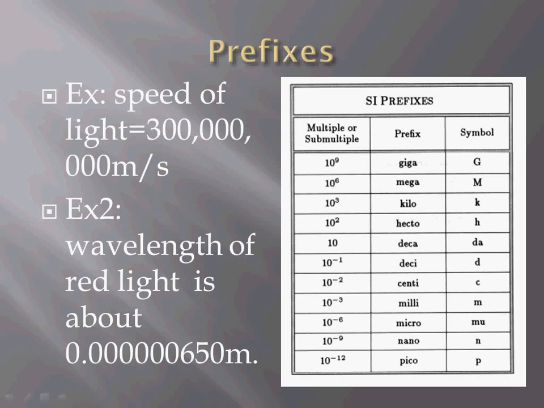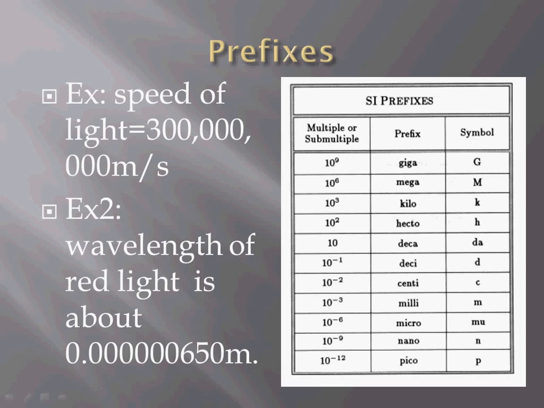So for instance, the speed of light is roughly 300 million meters per second, and if you look at the wavelength of red light, that's roughly 0.000000650 meters, right? Now I should have just said 0.000000065 meters, not 650, because that would indicate that I'm pretty sure it's 650, but I should have just left it at 65. We're going to talk about significant figures later.